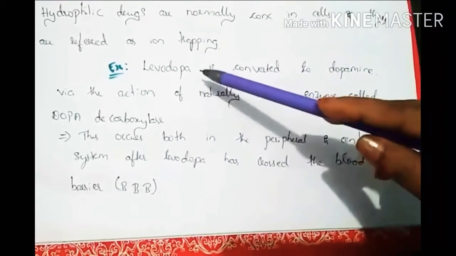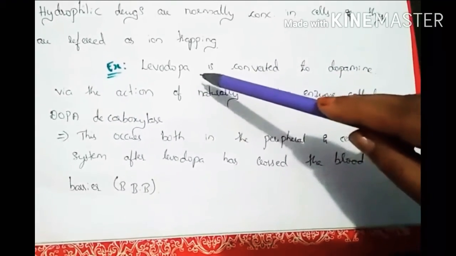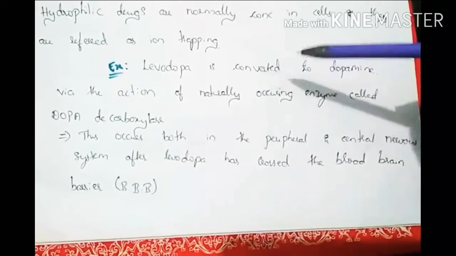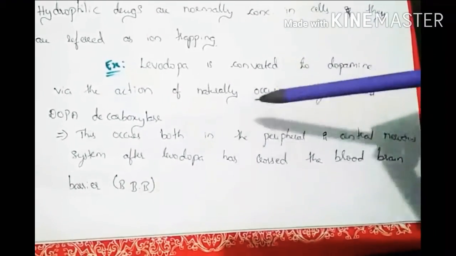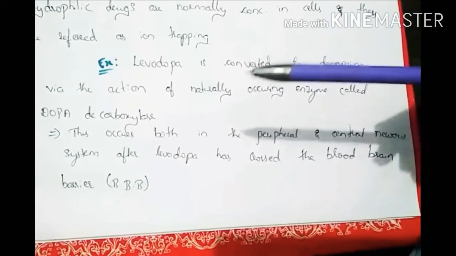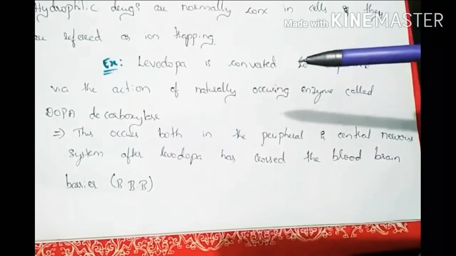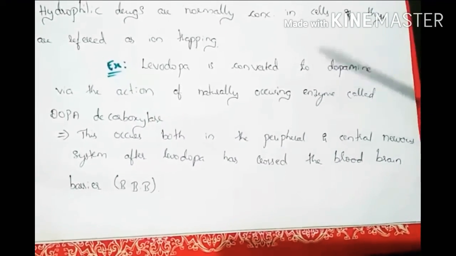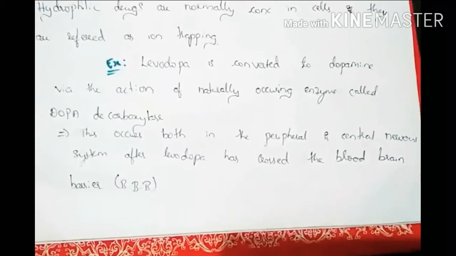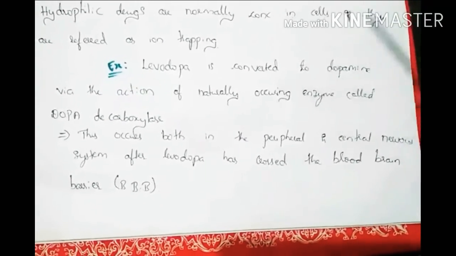So why do we administer levodopa? Because of a person who suffers from Parkinson's disease. Parkinson's disease is a disorder of the central nervous system that affects movement and causes tremor. Tremor means shaking of the hands, like shivering of the body.